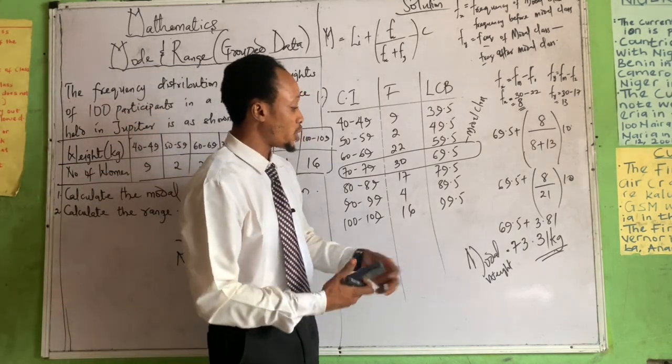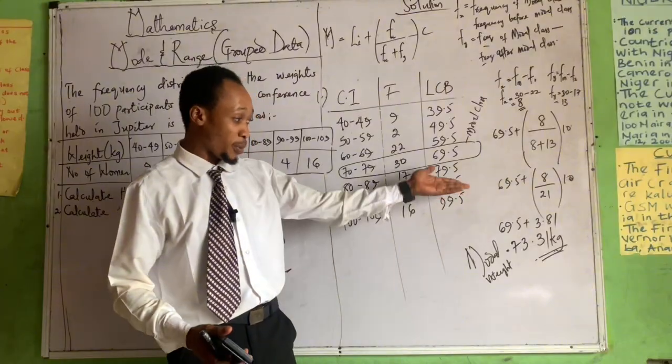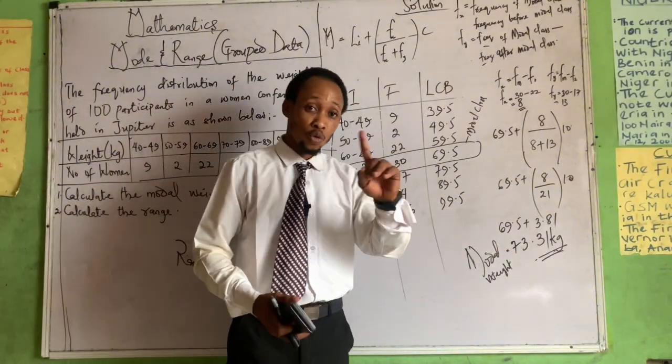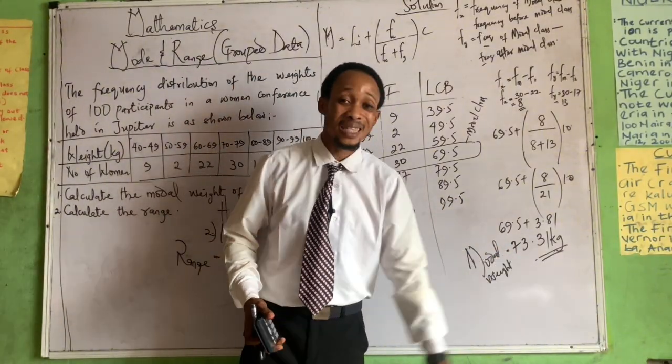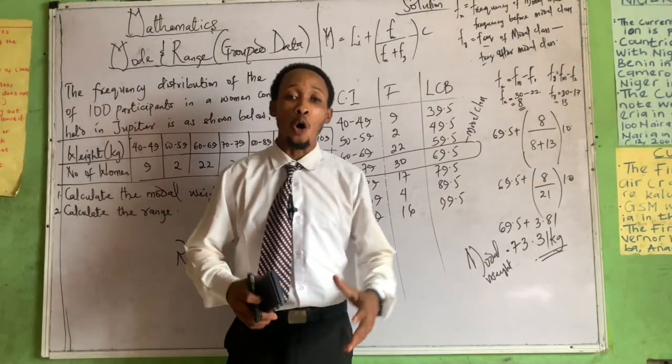While the modal weight is 73.31 kg, we can approximate to one decimal place, which will be 73.3 kilogram. So that is all about mode and range of grouped data.